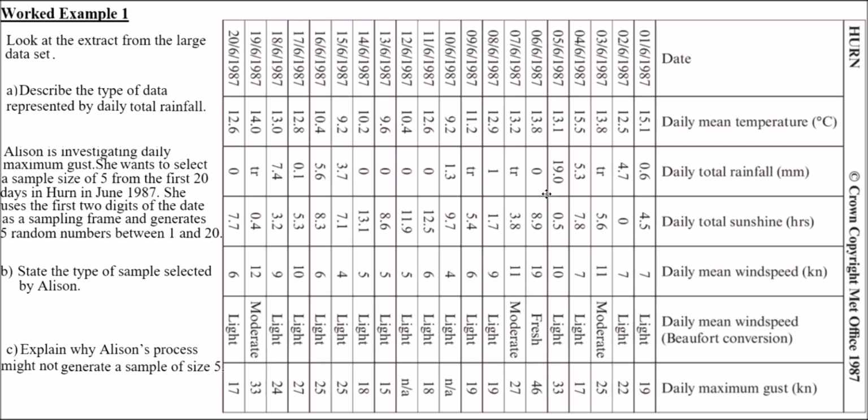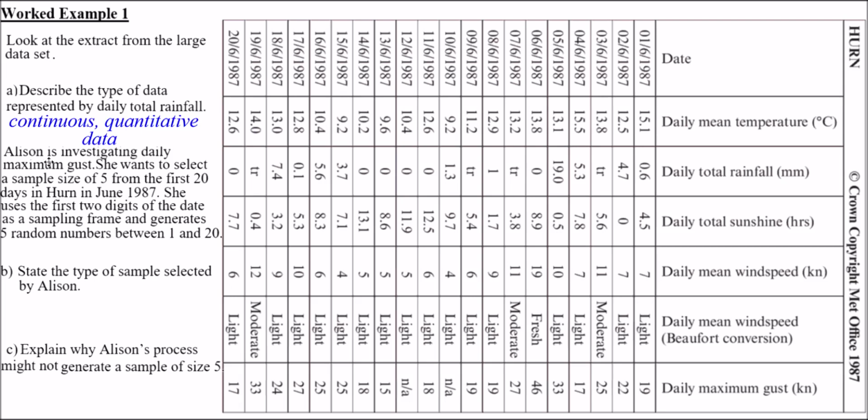Anyway, this is an extract from the large data set itself. It's from Hurn. It says first of all to describe the type of data represented by total daily rainfall. Well, rainfall is of course going to be quantitative because it's given as a number, and rainfall is a volume, it's a capacity, so it's going to be continuous as well. So the best full answer to give for A is that it is continuous quantitative data.